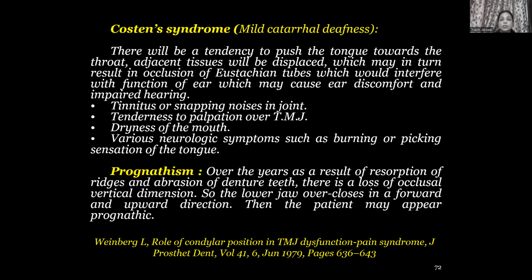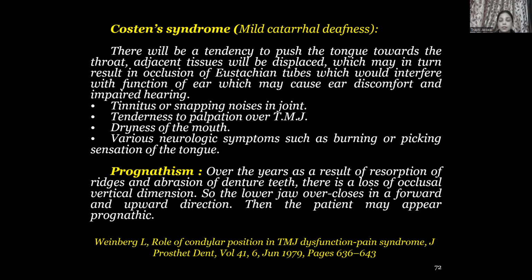Also, we can see Costen's syndrome can occur in patients with reduced vertical dimension. There will be a tendency to push the tongue towards the throat. Adjacent tissues will be displaced, which may result in occlusion of the eustachian tubes, which will interfere with the function of the ear. You can hear tinnitus or snapping noises in the joint, tenderness to palpation over the TMJ, dryness of the mouth, and various neurological symptoms like a burning or prickling sensation of the tongue.